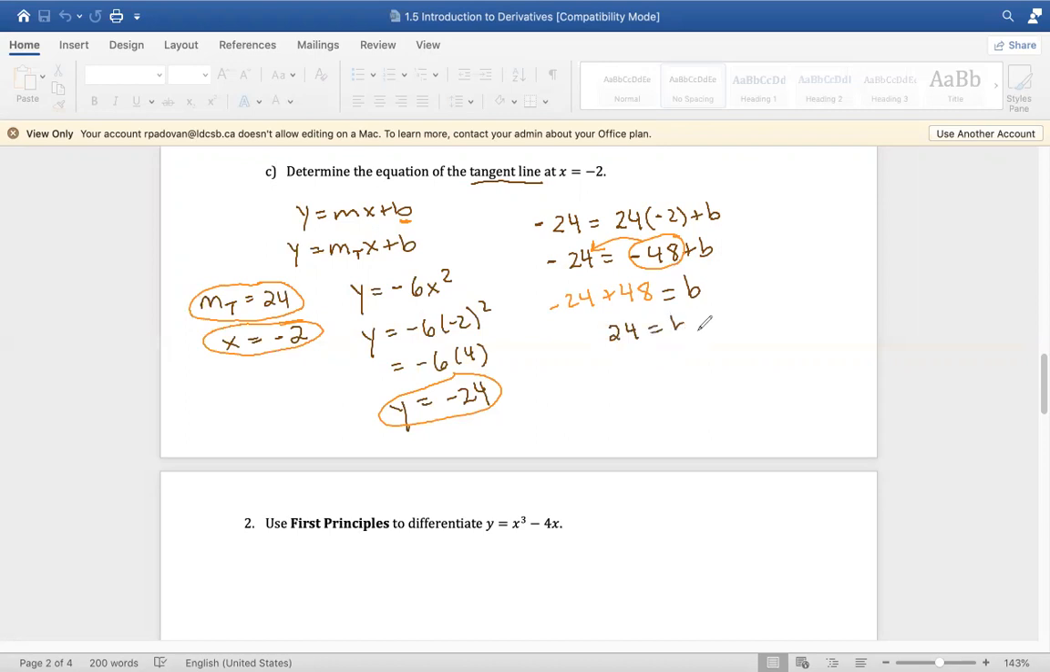So there's a lot of 24s in this question. That's just kind of coincidental, just the way it was. So I want to determine the equation of the tangent line. So therefore, the equation of the tangent line, the equation of the line at x equals -2 is y equals, and again, we only want to fill in our m and our b. So our m was 24, or slope 24x plus 24, and they just both happen to be positive.